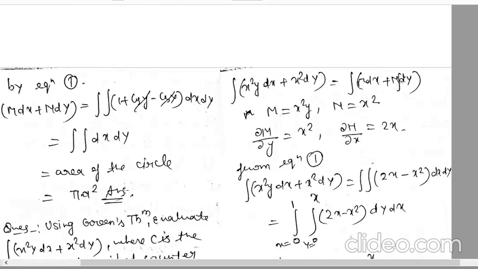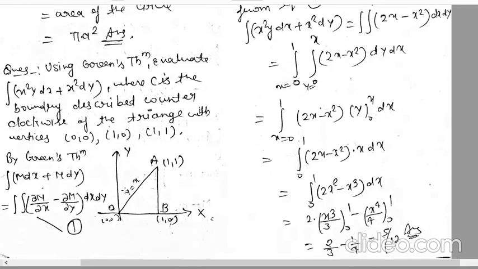Now, there is another example here. Using Green's theorem, evaluate this integral where C is the boundary, described counterclockwise, of the triangle with vertices (0,0), (1,0) and (1,1). So (0,0) is at the origin, (1,0) is on the x-axis, and (1,1) will be in the first quadrant.